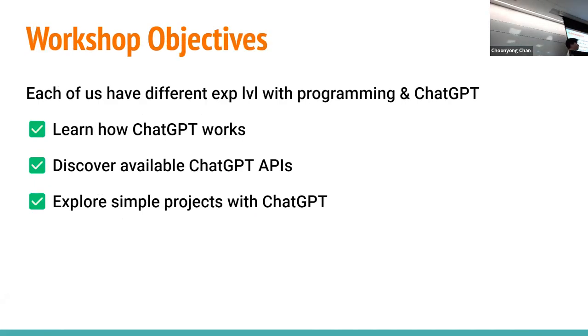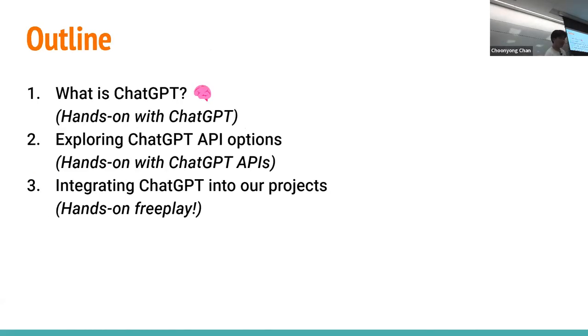Okay, so for today's workshop objective, it's a little bit big, but just let me share the idea of how we came up with this. I'm pretty sure each of us has a different experience level with programming and a different level of understanding of what ChatGPT is. So we'll first start off by learning how ChatGPT works, and then we'll discover some of the available ChatGPT APIs, which are basically interfaces that you can use to interact with ChatGPT. And finally, it will be your turn to explore some simple projects that you can play with using ChatGPT. Okay? So this is our outline.